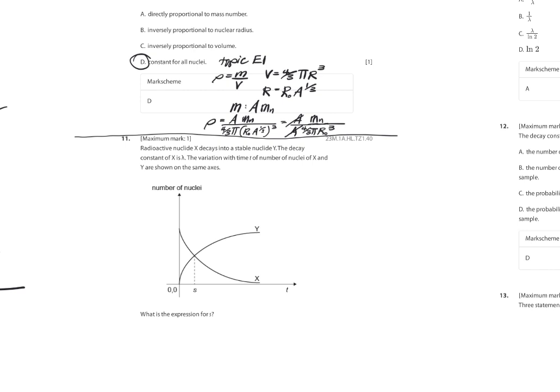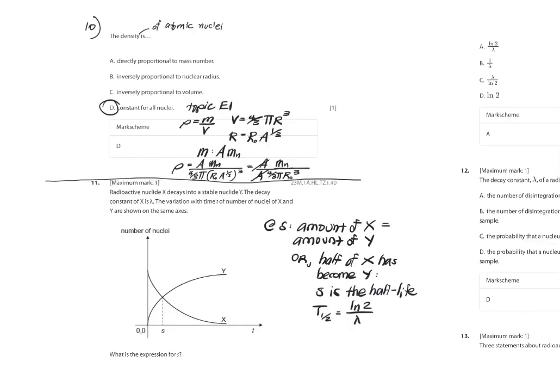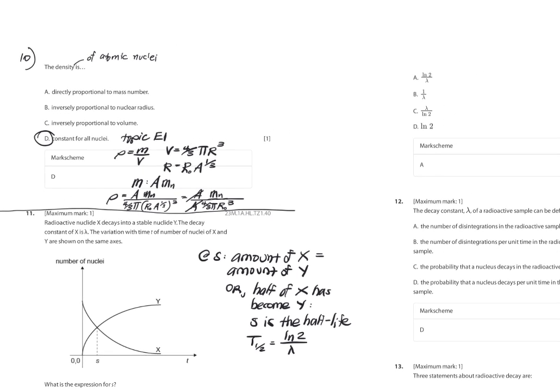Eleven is an interesting way to represent half-life. So the graph shows two nuclides, X decaying into Y, and then S is the crossing point for the two curves. Since S is the crossing point, the amount of X equals the amount of Y, half of X is turned into Y. So in other words, S is the half-life for X. We know that half-life is the natural log of 2 divided by the decay constant, so the expression for S would be the half-life, which is natural log of 2 over the decay constant, A.